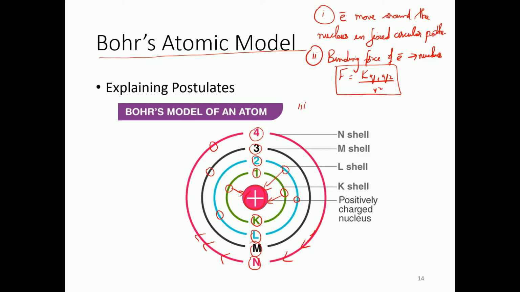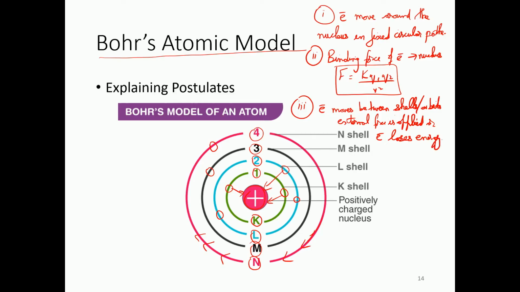The third postulate that Bohr gave us is that the orbit of an electron does not change unless it is acted upon by a certain force. So we can say this, that an electron moves between shells or orbits, to put it in a simple way, when an external force is applied, or the electron loses the energy it has. So this is what it means.